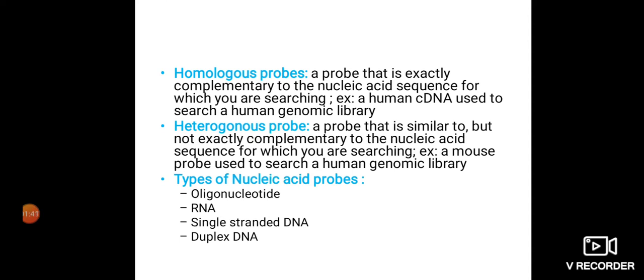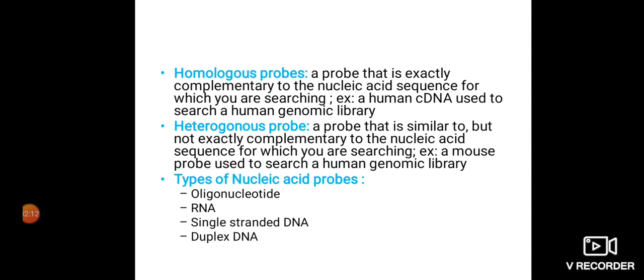So first, the homologous probes. Homologous probes are nothing but probes having exact complementarity with the nucleic acid sequence which we are searching. So that is homologous. The non-homologous probes are those which have similar but not exactly complementary sequences. For base pairing to take place, at least 40% homology is always required.